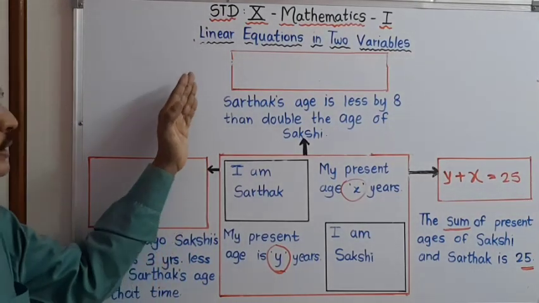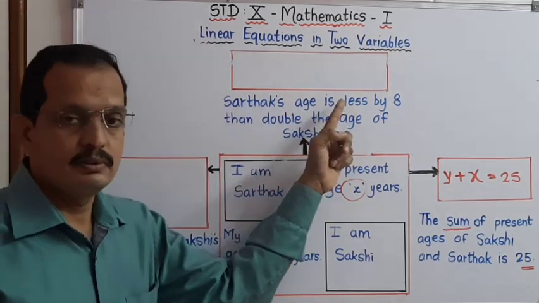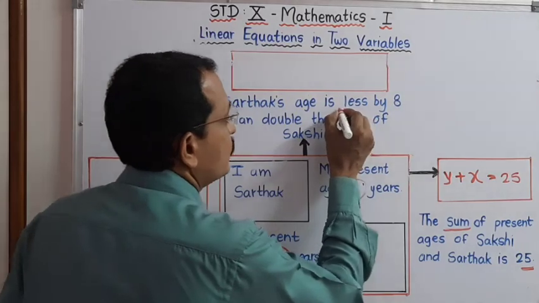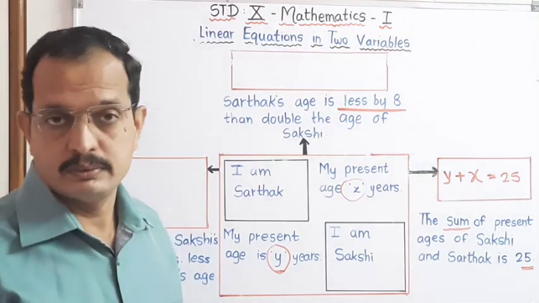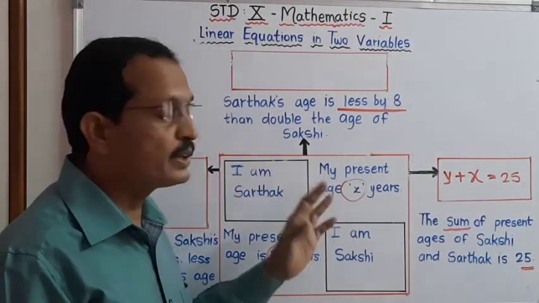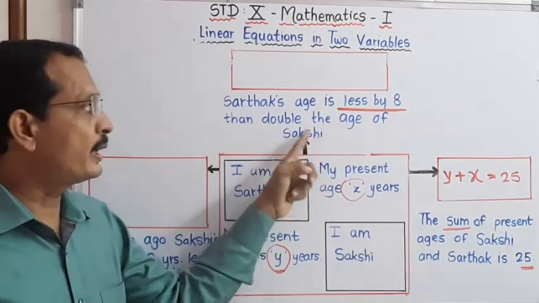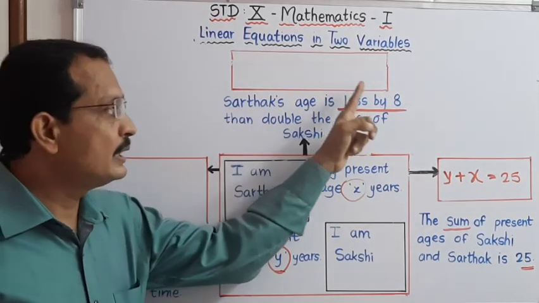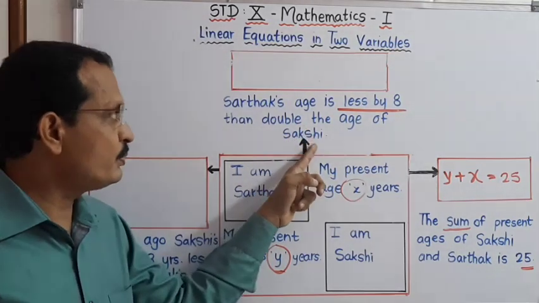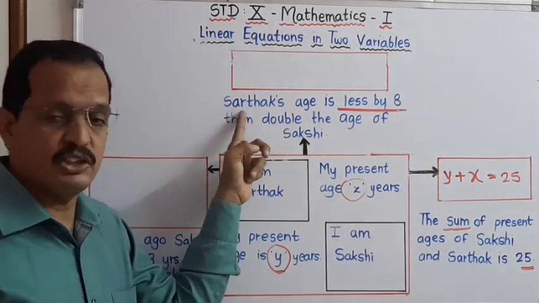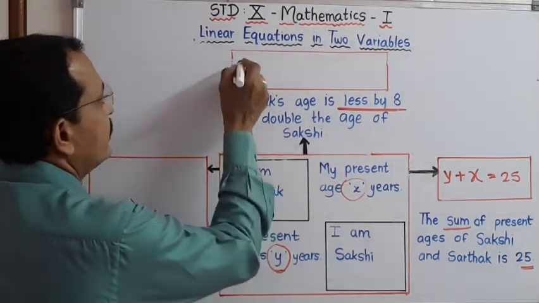Now see the next information. Sarthak's age is less by 8. Less by 8 means we have to subtract 8. But from what do we subtract this 8? See the next: double the age of Sakshi. That means Sarthak's age is less by 8 than double the age of Sakshi. That means if we have to find Sarthak's age, what is Sarthak's age? It is X. That means this X is how much?